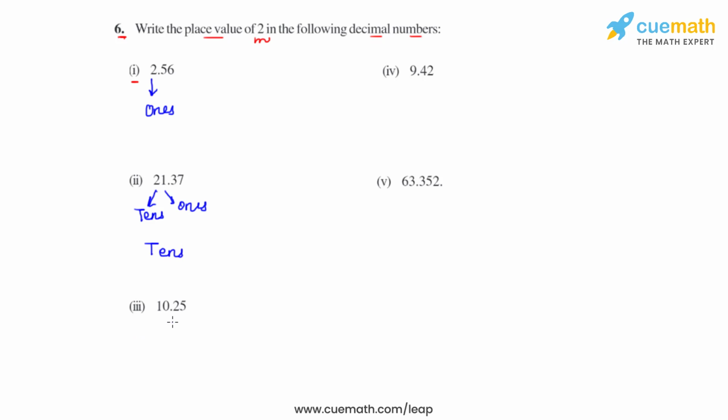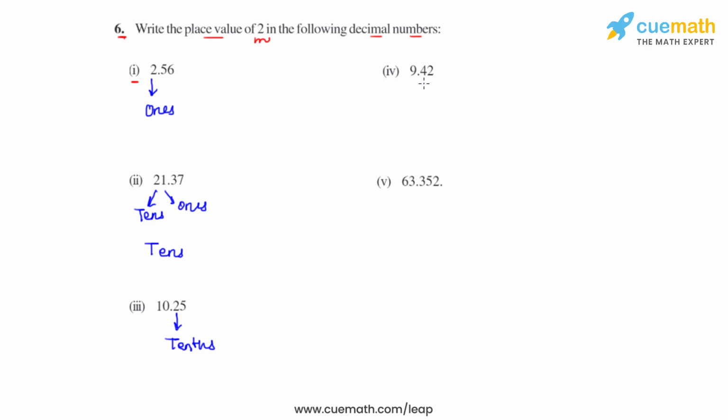Coming to the third bit, we have the decimal number 10.25, wherein 2 is immediately after the decimal point. So it is at tens place. Answer for the third bit is tens place.